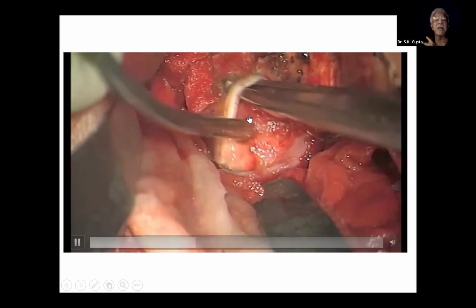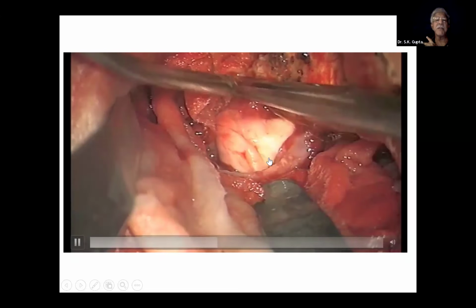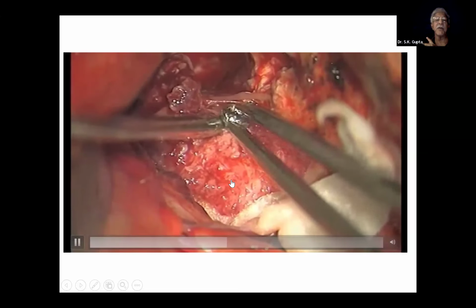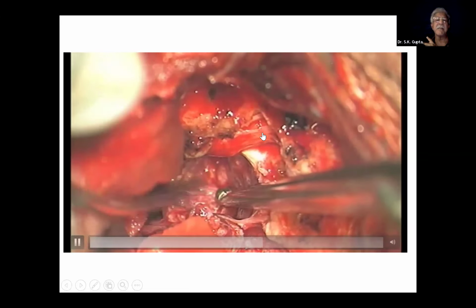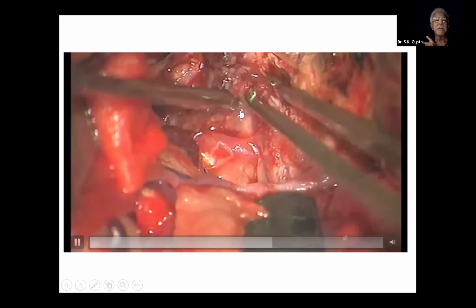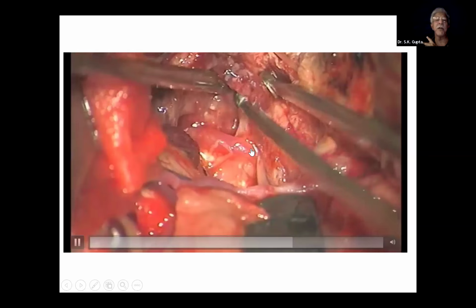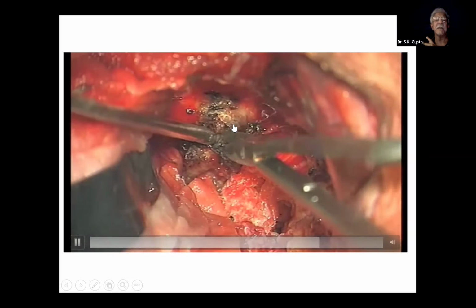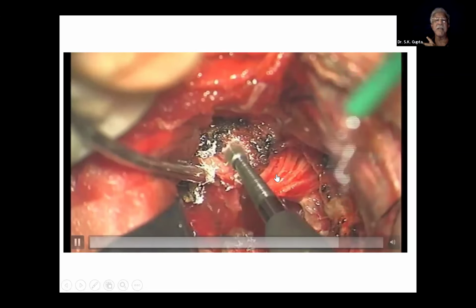I will come to this. This is the third nerve, which has been severely stretched by the tumor. The tumor is being dissected between the third and the fourth nerve. And this is the Gasserian ganglion seen here. This is the Peters bone, lateral to the Gasserian ganglion. The dura is being cut here, and the bone is being drilled lateral to the Gasserian ganglion.